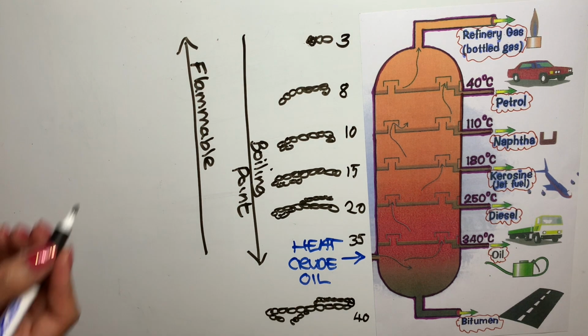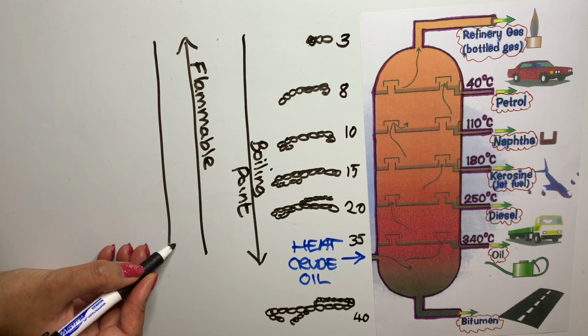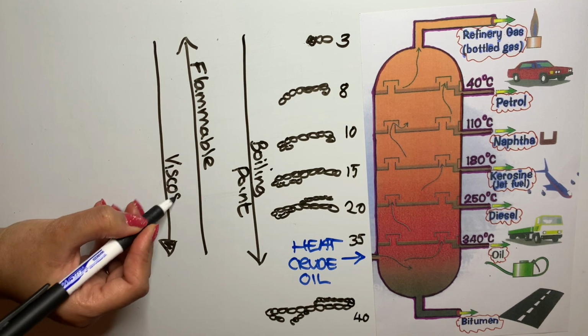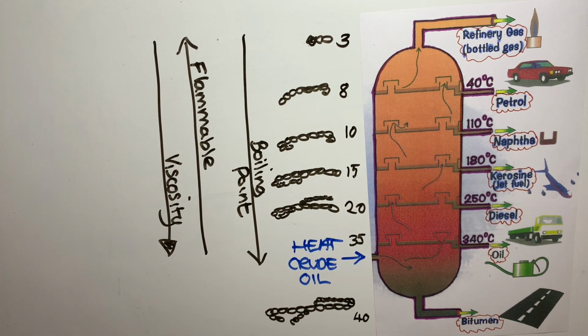The next trend is to do with viscosity. Now viscosity, just write that in first. Now viscosity is to do with how easily a fluid flows, and the harder it is for the fluid to flow, the more viscous it is. So for example, treacle is very viscous. It's very thick and it's very gloopy. It doesn't flow very easily. Whereas if you have something like water, water flows very easily, so it's not very viscous.